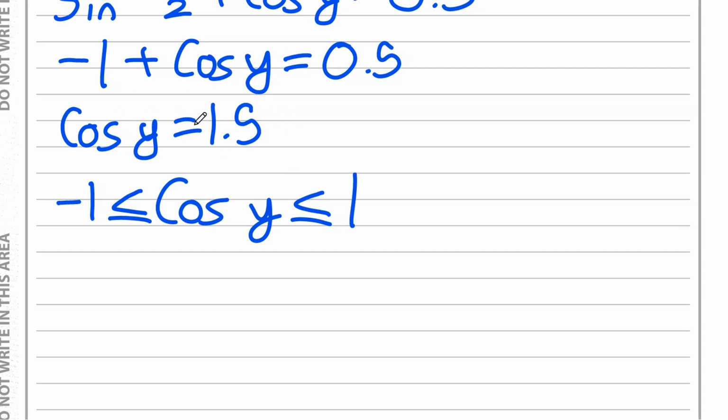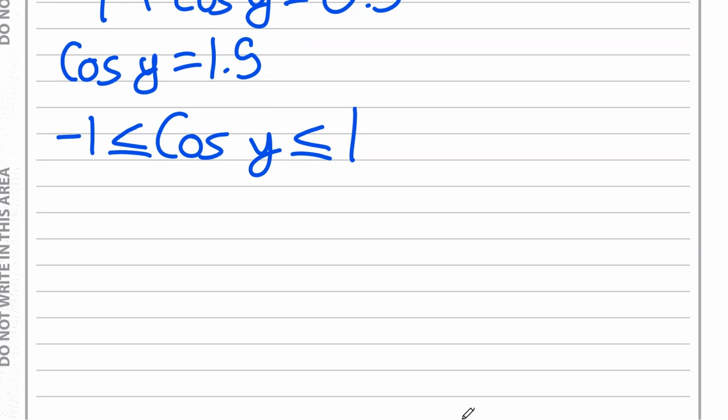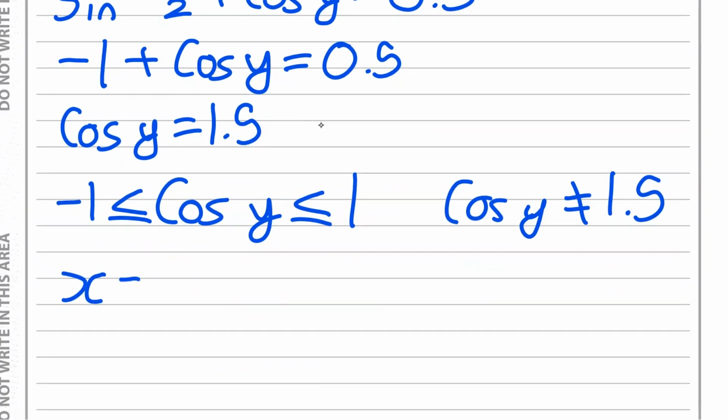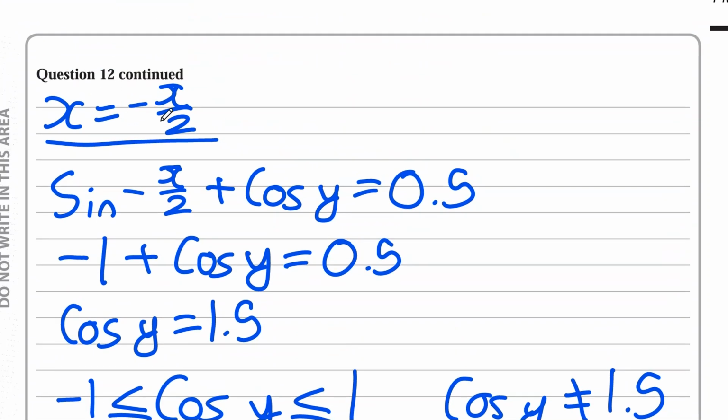So here, this cos y is equal to 1.5. This isn't possible. Cos y cannot be equal to 1.5. It cannot be equal to a value more than 1 here. So therefore this isn't possible, so therefore here x cannot be equal to minus pi over 2 either, because it gives out this equation here that we can't solve. So there are no possible values for this point here where x is equal to minus pi over 2.